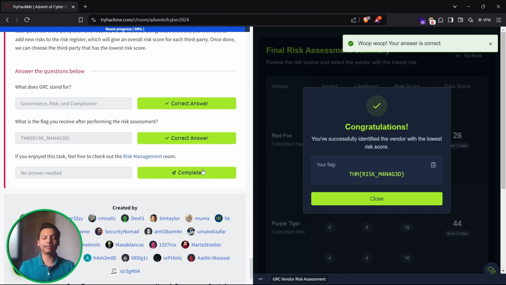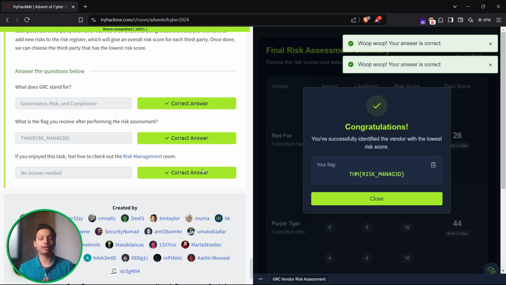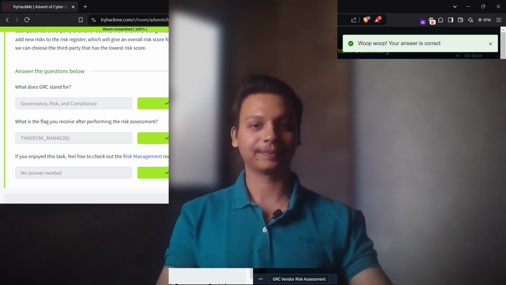So this was a completely theoretical task of the GRC, and I hope we understand how to calculate risk and the impact of the risk. So I hope you understand the basic working of the GRC team, as their task is mostly to review and understand the risk and follow the rules and standards to keep the company safe from cyber threats.